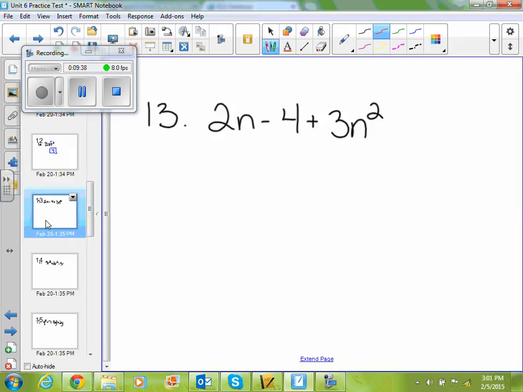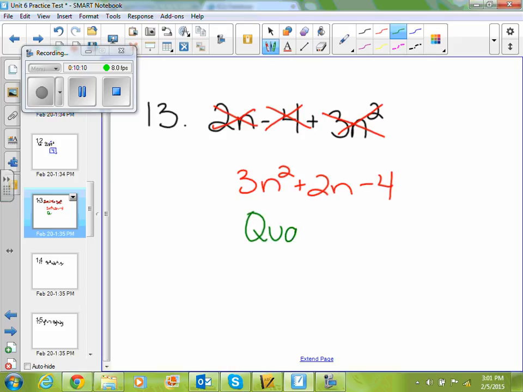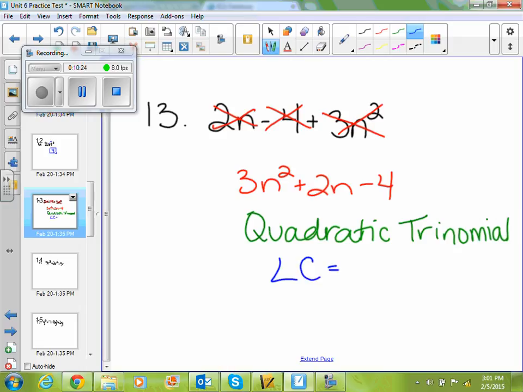Number 13, we're writing our polynomial in standard form. What does it mean to be in standard form? Biggest to the smallest. So biggest exponent to the smallest exponent. What comes first? 3n squared, plus 2n, minus 4. Now we need to classify our polynomial. That's where that table on page 407 comes in. It's a second degree, which is a quadratic. How many terms does it have? Three. So it's a trinomial. And the leading coefficient is? Three. That's your front number.